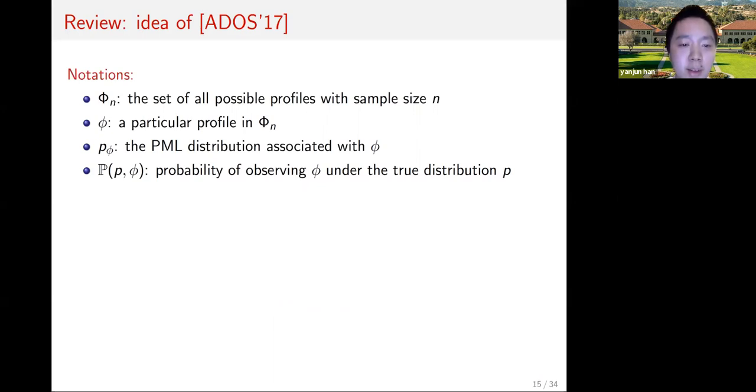Okay, we start with several notations. Let capital Phi_n be the set of all possible profiles with sample size n, and little phi be a particular profile. For each little phi, we also associate the PML distribution p_phi, which maximizes the likelihood of such a given profile phi. And let this probability notation denote the probability of observing phi if the true underlying distribution is P.